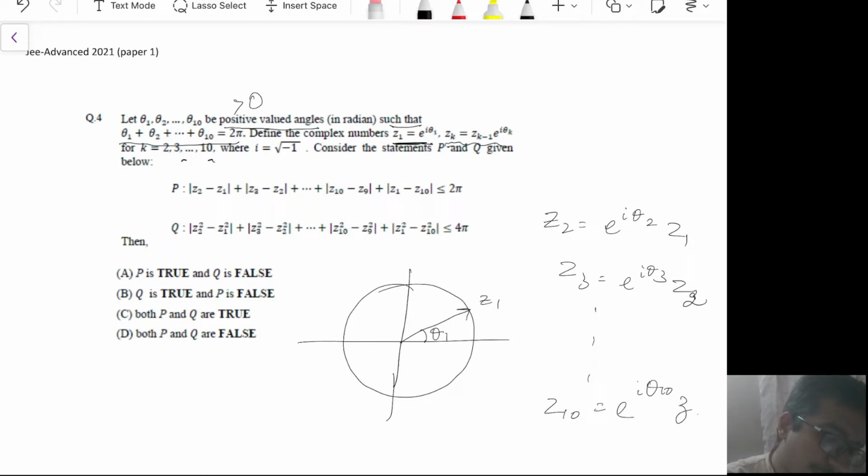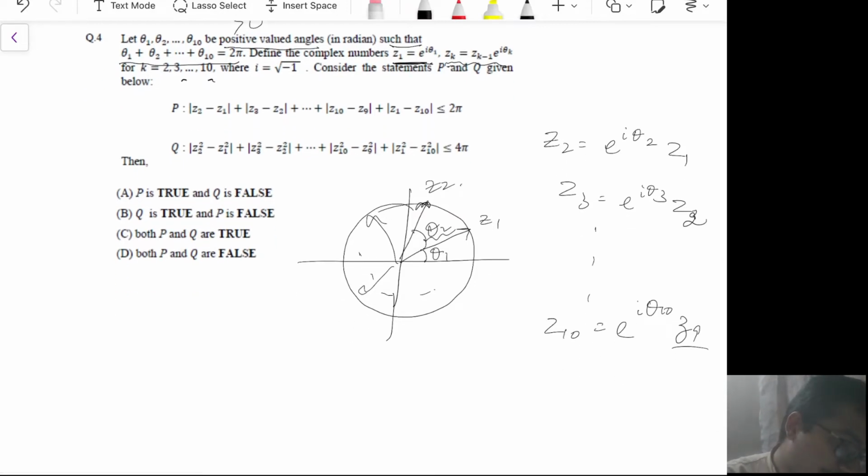which equals e to the power iota theta 10 times z9. So if I plot z2 here, it will make an angle of theta 2 with z1. They will all lie on this unit circle. And finally I have that z10 is e to the power iota theta 10 times z9. Essentially, z10 is z9 times e to the power iota theta 10, which equals z8 times e to the power iota theta 9 times e to the power iota theta 10, and so on.